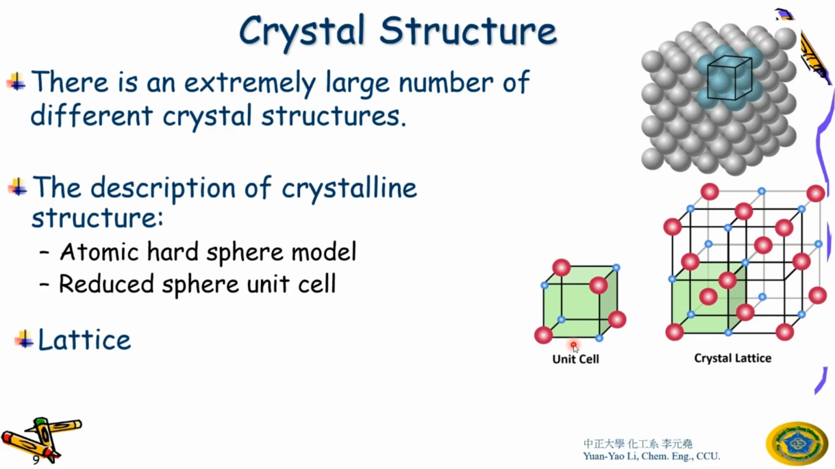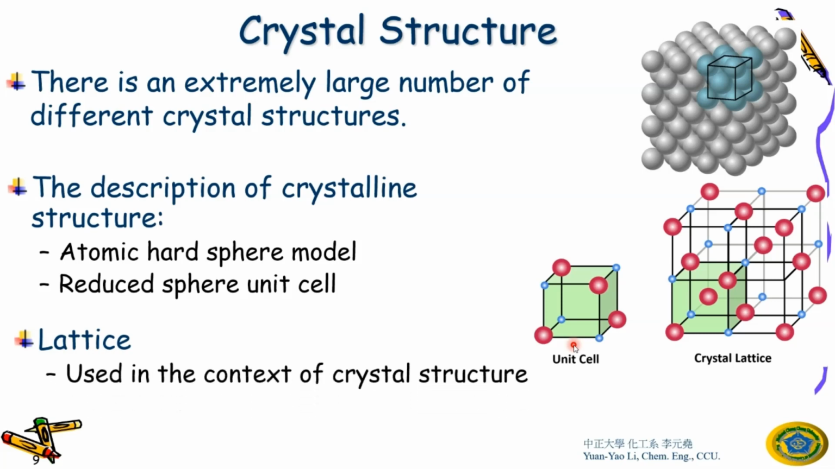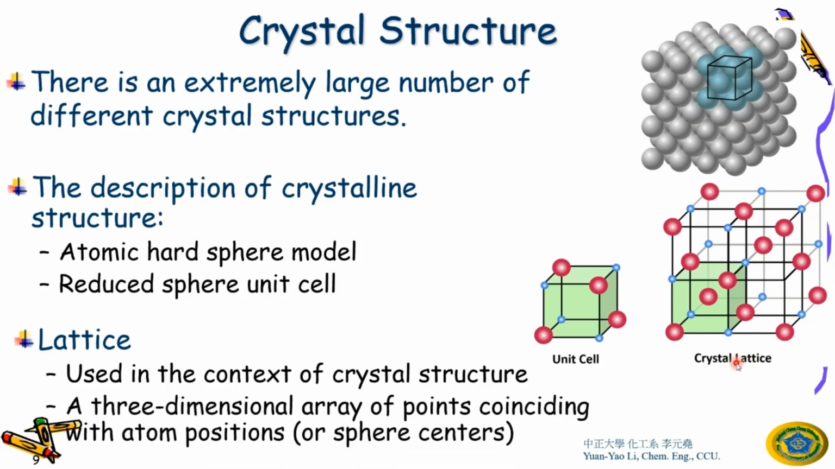And next, we want to know what a lattice is. The definition of lattice is that it is used in the context of the crystal structure. We call this the crystal lattice. You have this unit, right? Unit. And you repeat the unit, and between the units, this is the lattice. So a lattice is also a three-dimensional array of points coinciding with the atom positions. Okay, this is called a lattice.